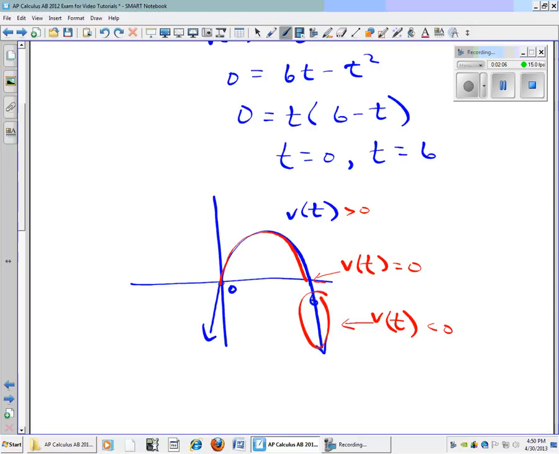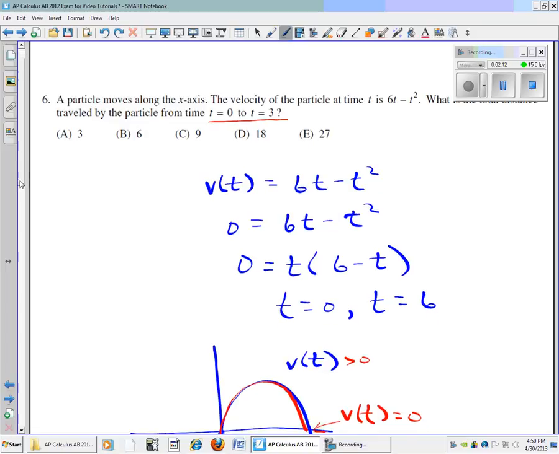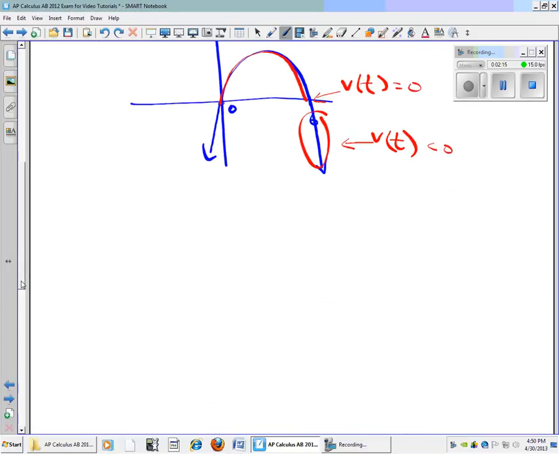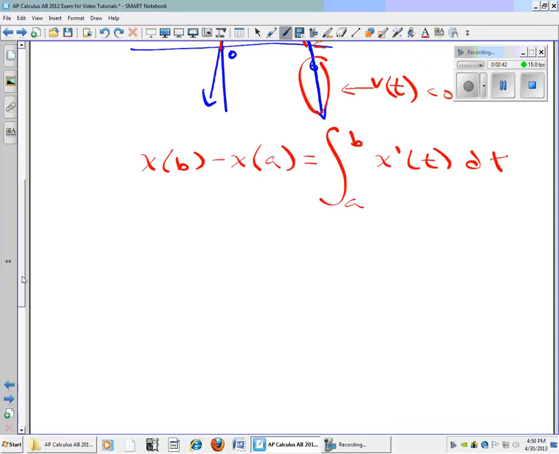But that doesn't affect our problem because we're looking only at the time from t equals 0 to the time t equals 3. So we can proceed as normal with the setup using x sub b minus x sub a, the position at time t equals b, minus the position at time t equals a, as being equal to the integral from a to b of the derivative of my position function, x prime of t dt. And we know that the derivative of the position is velocity, so I can rewrite this as x of b minus x of a as the integral from a to b of the velocity function with respect to time.